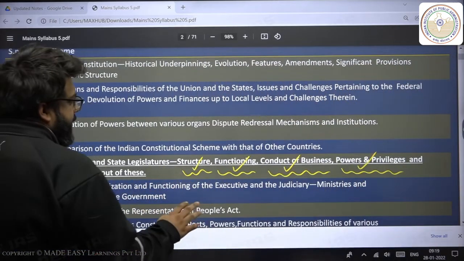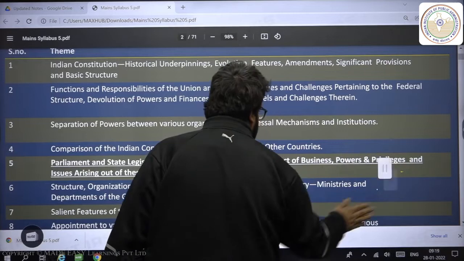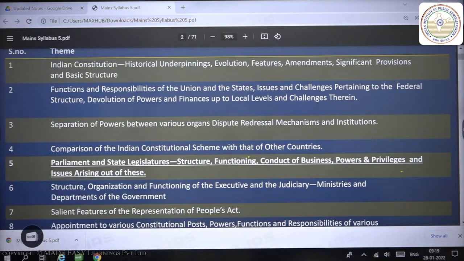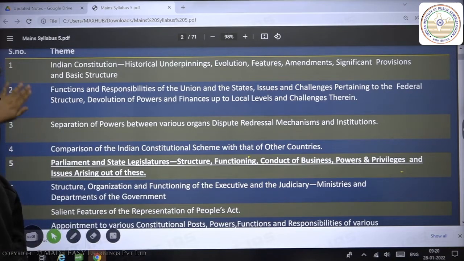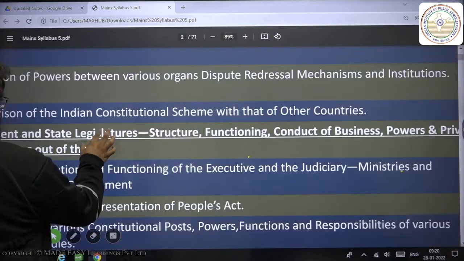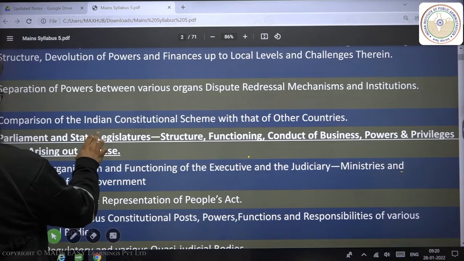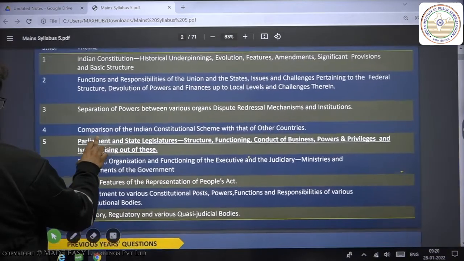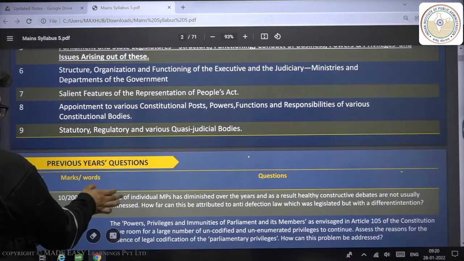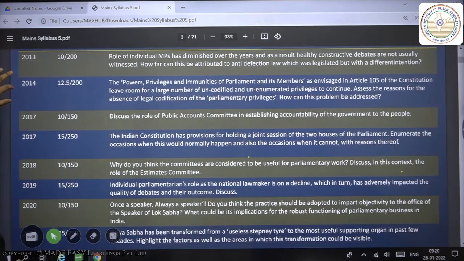Now, out of this, there are a very few set of questions that are asked because of a very simple reason. Because your standard arguments almost always remain the same, and there isn't a lot that really happens as far as current affairs is concerned. Now let's look at some of the previous year questions. Okay. All right.